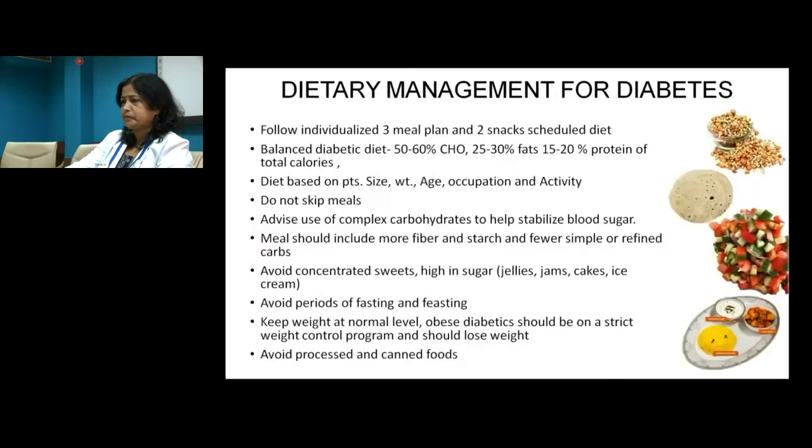Now, what exactly is the dietary management for diabetic adults? The major thing is we follow an individualized 3 meals, 2 snacks schedule diet plan. That means a balanced diabetic diet, or you can say balanced diabetic food for any adult. In that balanced diet, 50 to 60% of calories come from carbohydrates, 25 to 30% of calories from fat, and 15 to 20% from proteins of the total calorie intake of any individual person.